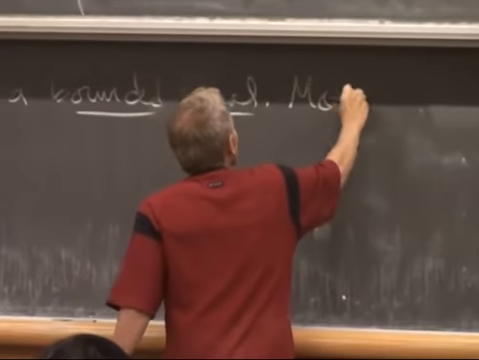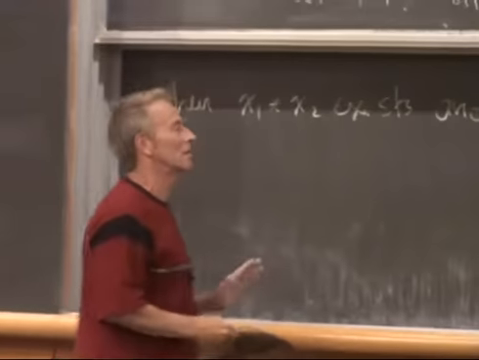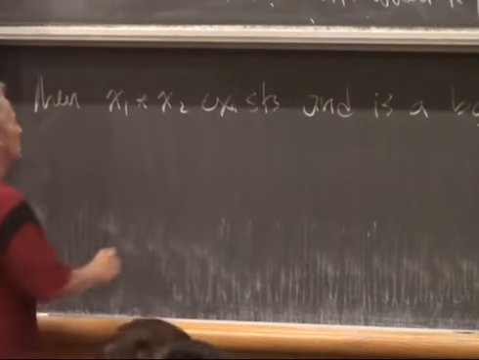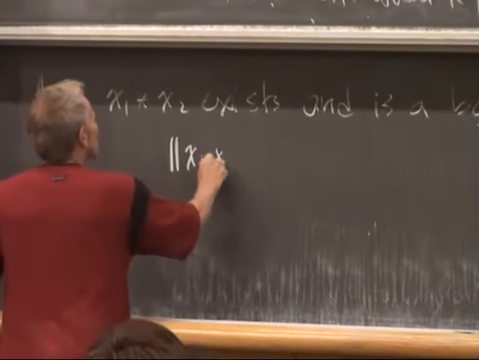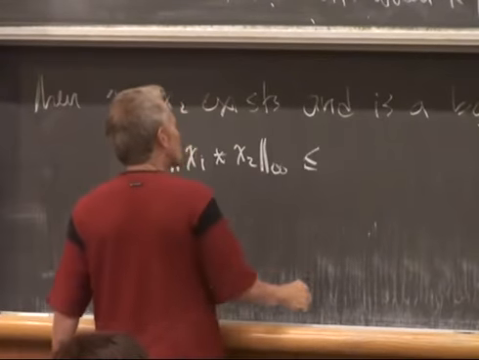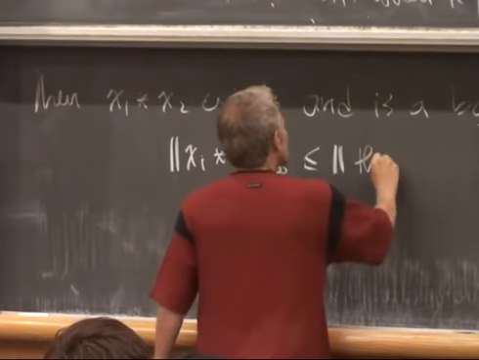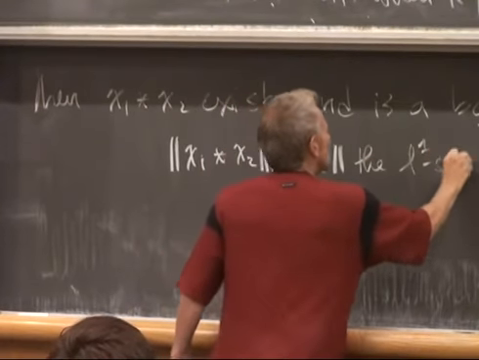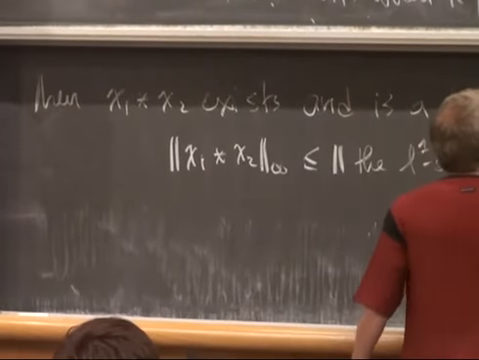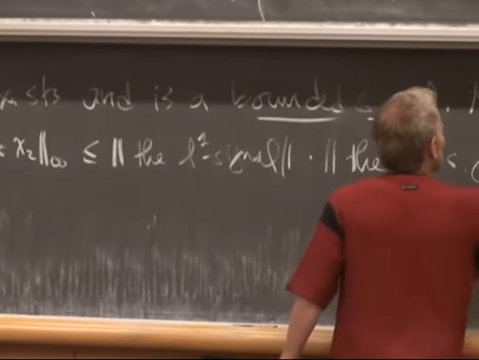Moreover, we can actually get an upper bound on the infinity norm of this bounded signal. The infinity norm, remember, is the sup of all its values. The infinity norm of x1 convolved with x2 is at most equal to the product of the one norm of the L1 signal, whichever one that is, with the infinity norm of the L infinity signal, whichever one that is.